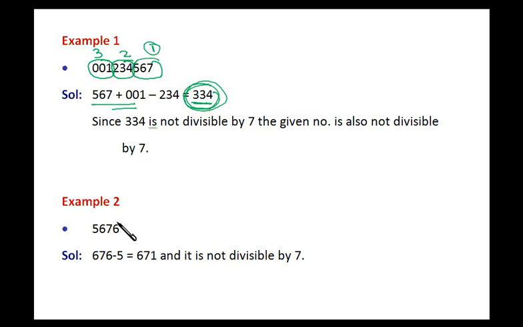Okay, the next example is 5676. We'll again form groups. That's set 1. As we only have 4 digits, only one set of three will be made, and this is a small set of one number. From 676 we subtract 5 and we get 671. But 671 is not divisible by 7. So this number 5676 is also not divisible by 7.